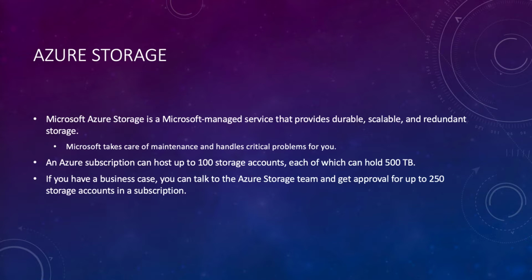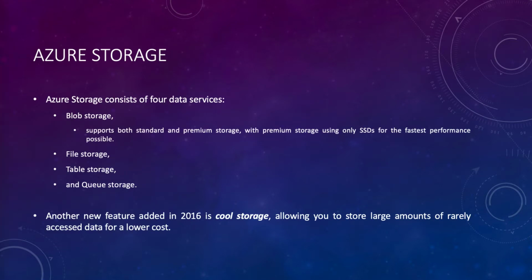Azure Storage consists of 4 data services: blob storage, file storage, table storage, and queue storage. Blob storage supports both standard and premium storages, with premium storage using only SSDs for the fastest performance possible. Another new feature added in 2016 is cool storage, allowing you to store large amounts of rarely accessed data for a lower cost.